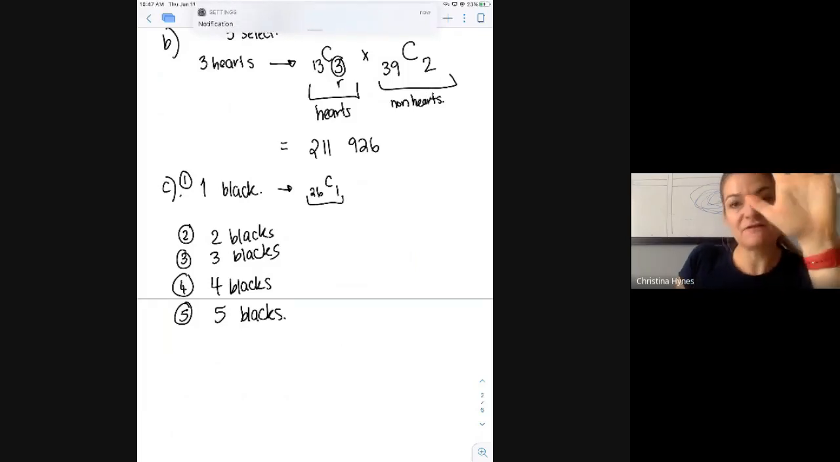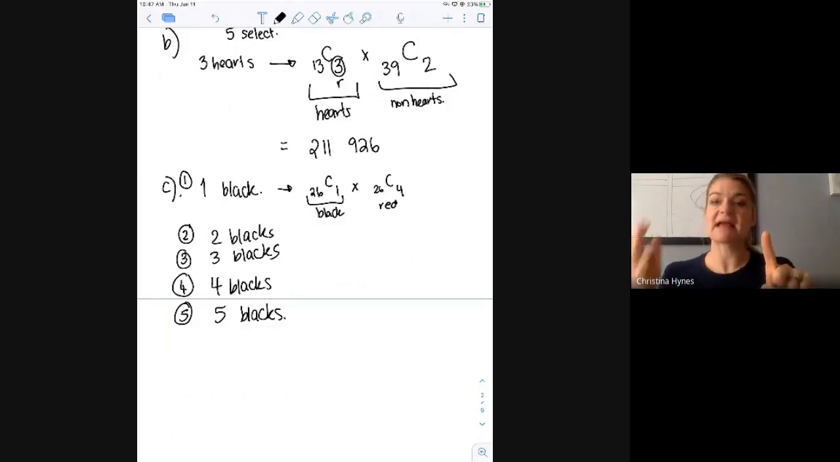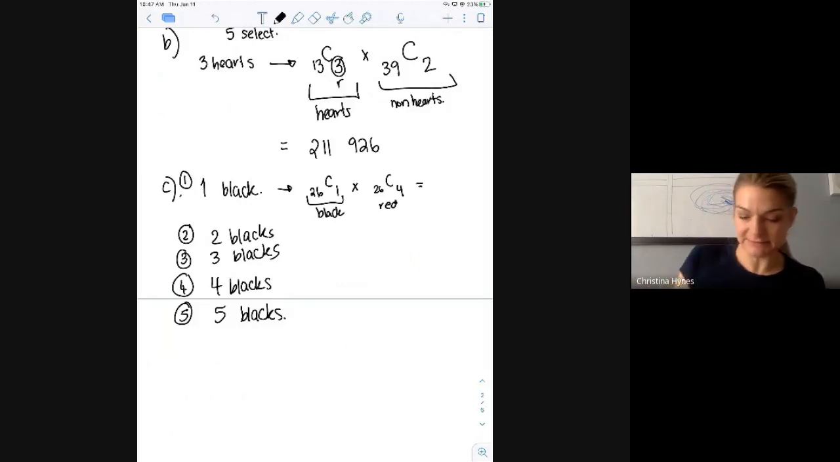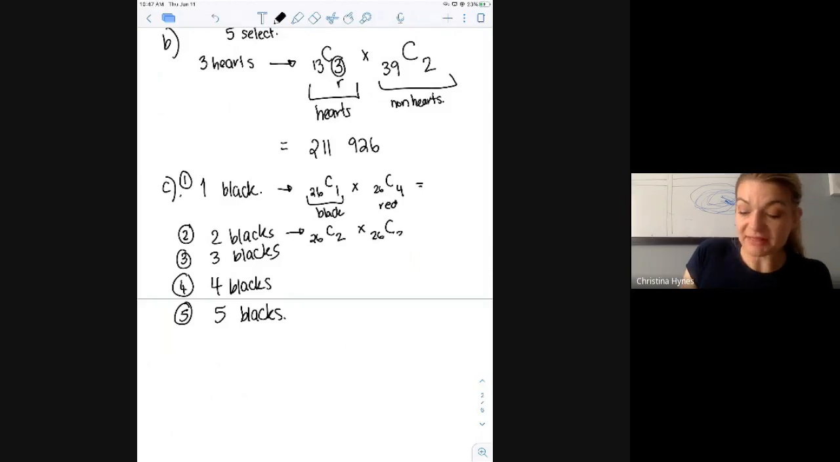Now I need 5 cards in my hand, and so far I only have 1 selected. Okay, so that means from the non-blacks, and the opposite of black is actually red, from 26 red cards, I'm going to choose 4 more. So I'm going to have 1 black card in my hand and 4 red. And then you're going to calculate that. So that's going to be your first case. Your second case, you're saying from 26 black cards, I'm choosing now 2 of them. And then from 26 red cards, I want 3 cards.